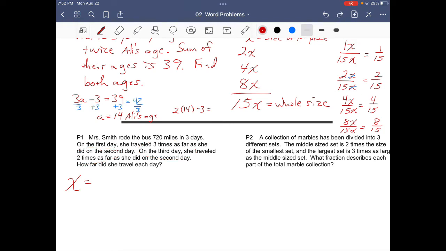So we want to understand here that we don't know anything about the second day. And when we say the second day, we mean how far did we go on the second day. But we'll just say second day. That's good enough. So the first day. What equals the first day? It says she traveled 3 times as far as she did on the second day. 3 times the x. And in the third day, it says that she traveled 2 times what she did on the second day. So that's just going to be 2x.